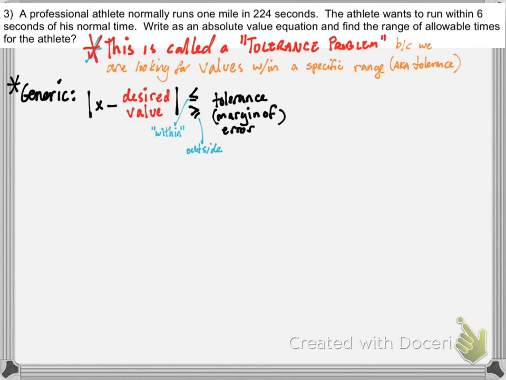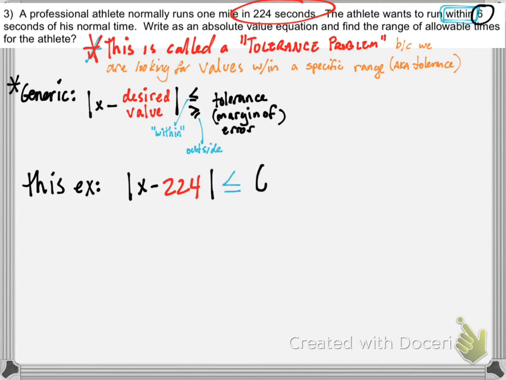So for our problem here, which you've read already, it's going to be x minus the typical or normal value, which is 224. And then we want to be within that, so it's going to be a less than. And then it was 6 seconds. So that is the setup for this tolerance problem, which you could then solve.